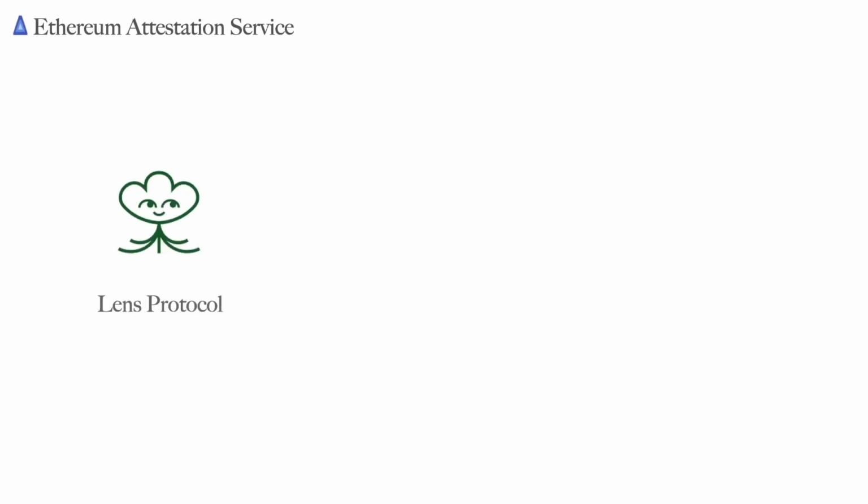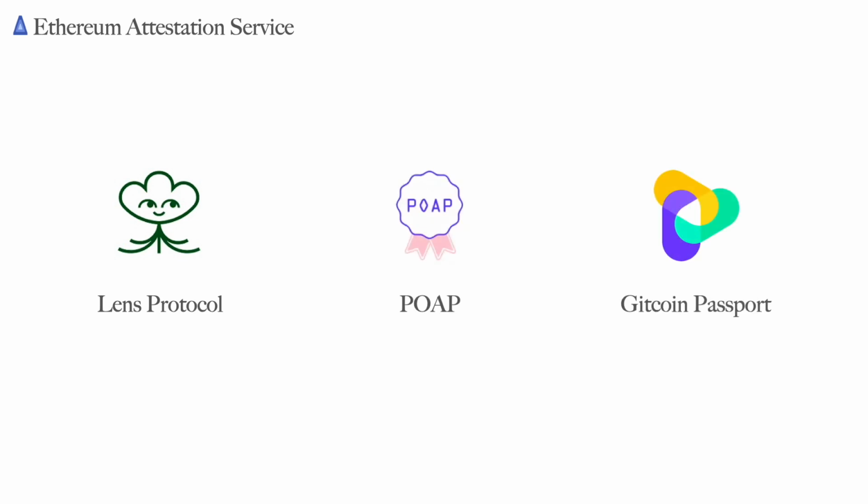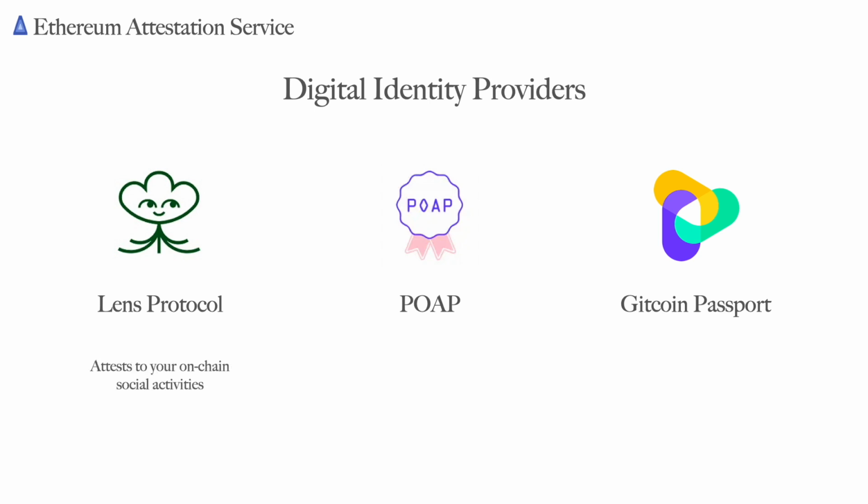What do Lens Protocol, a POAP, and a Gitcoin Passport have in common? All of these protocols are ways to manage your identity on the blockchain. Lens Protocol attests to your on-chain social activities, POAP attests that you attended an event, and Gitcoin Passport attests to your contributions, activities, and reputation in the Gitcoin ecosystem.